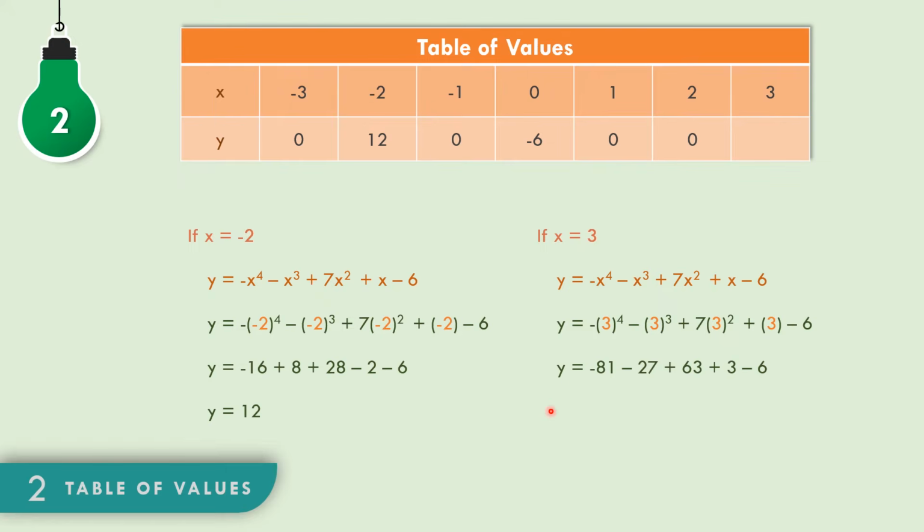So let us try to solve. Negative 81 minus 27 plus 63 plus 3 minus 6. The answer for y is equal to negative 48. So it means if x is equal to 3, y is equal to negative 48.